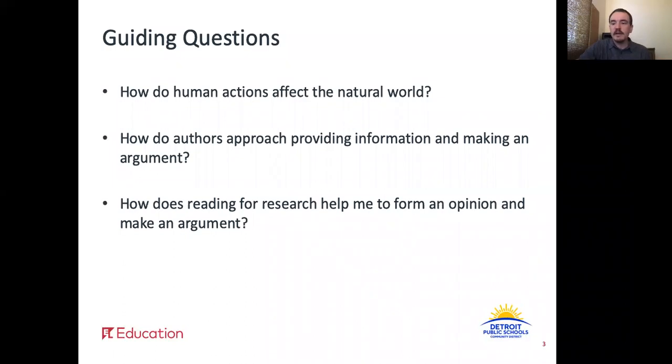Let's start by remembering our guiding questions. How do human actions affect the natural world? How do authors approach providing information and making an argument? And how does reading for research help me to form an opinion and make an argument? As always, we will be trying to address these questions through today's work.